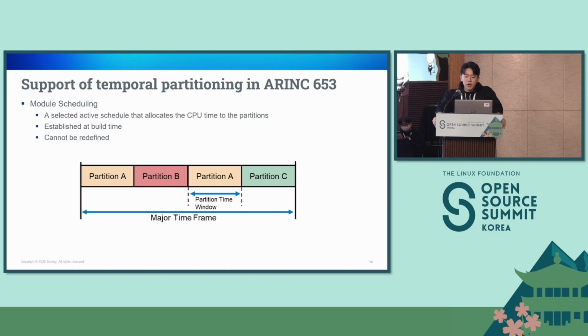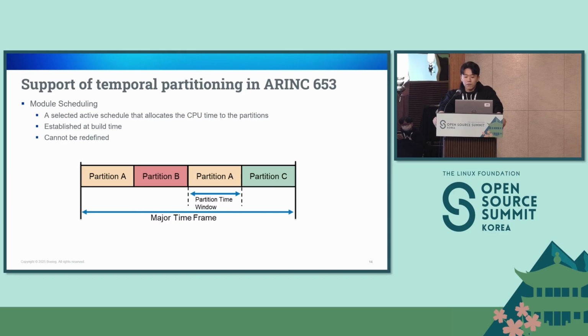As you can see in this diagram, the major time frame represents the fixed duration of a modular schedule, which consists of three partitions, A, B, and C, and repeats continuously. Within the modular schedule, each partition's time window is defined by its offset and duration.